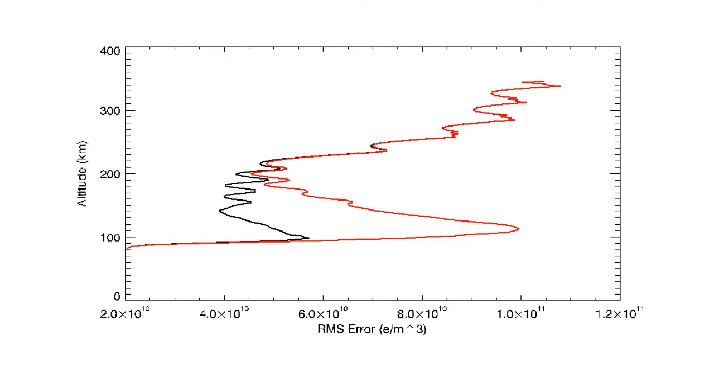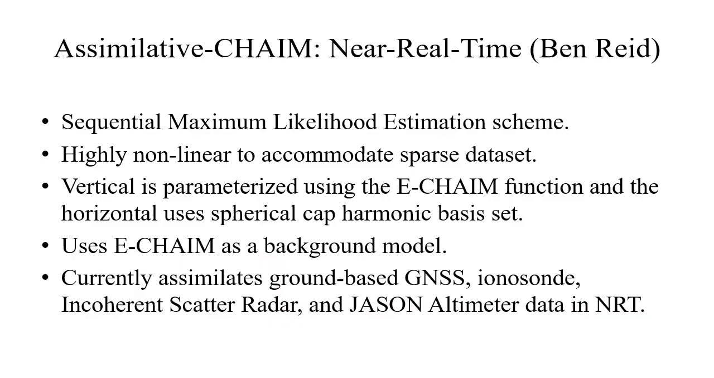For that particular period, the red is the E-CHAIM RMS errors in electron density with respect to the Poker Flat incoherent scatter radar without the precipitation scheme, and the black is with the precipitation scheme. So you can see, in general, there's a significant improvement in our performance by including the precipitation scheme, and there are likely a number of improvements that still need to be made with that scheme, but it gives the model an auroral zone for the first time.